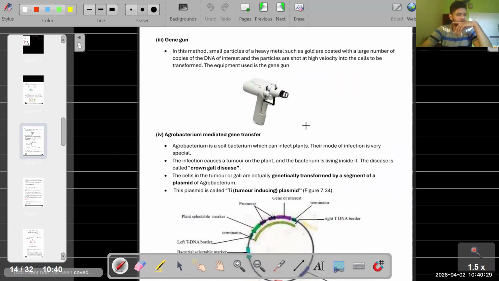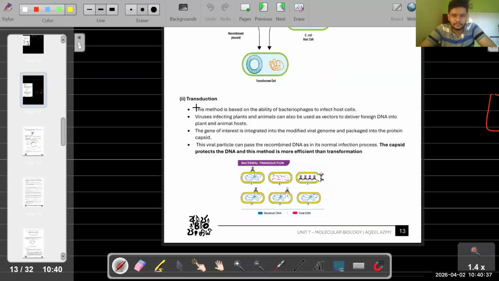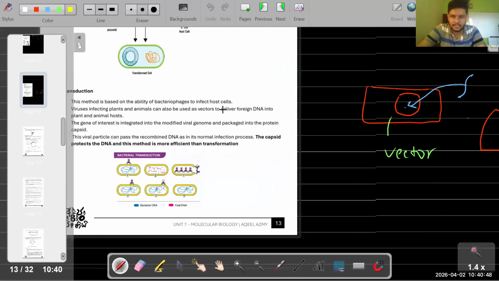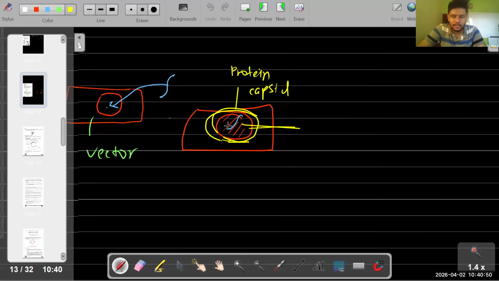Is there a capsid? How does the infection affect? Yeah, this part, right? You're asking, the protein capsid is present here, sir. Then how does the viral genome come out and affect? That is the question, right?